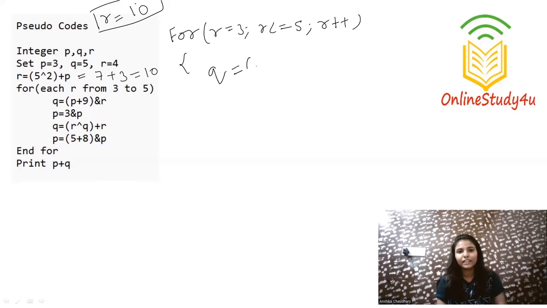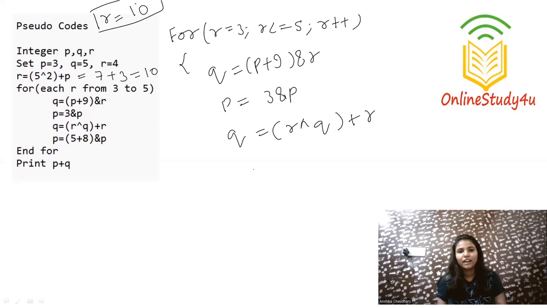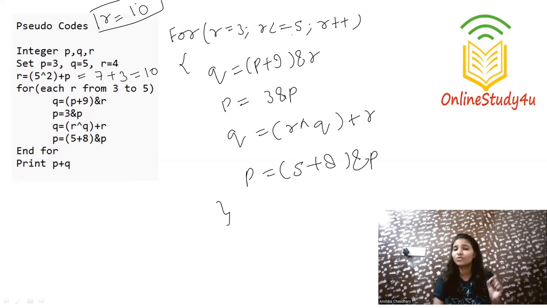Now in the for loop, what is happening? So Q assign P plus 9 and R. Then P assign 3 and P. Okay, and Q assign R XOR Q plus R, and P assign 5 plus 8 and P, right? So in the very first iteration, when R equals 3, first of all we will check the condition whether 3 is less than or equal to 5.